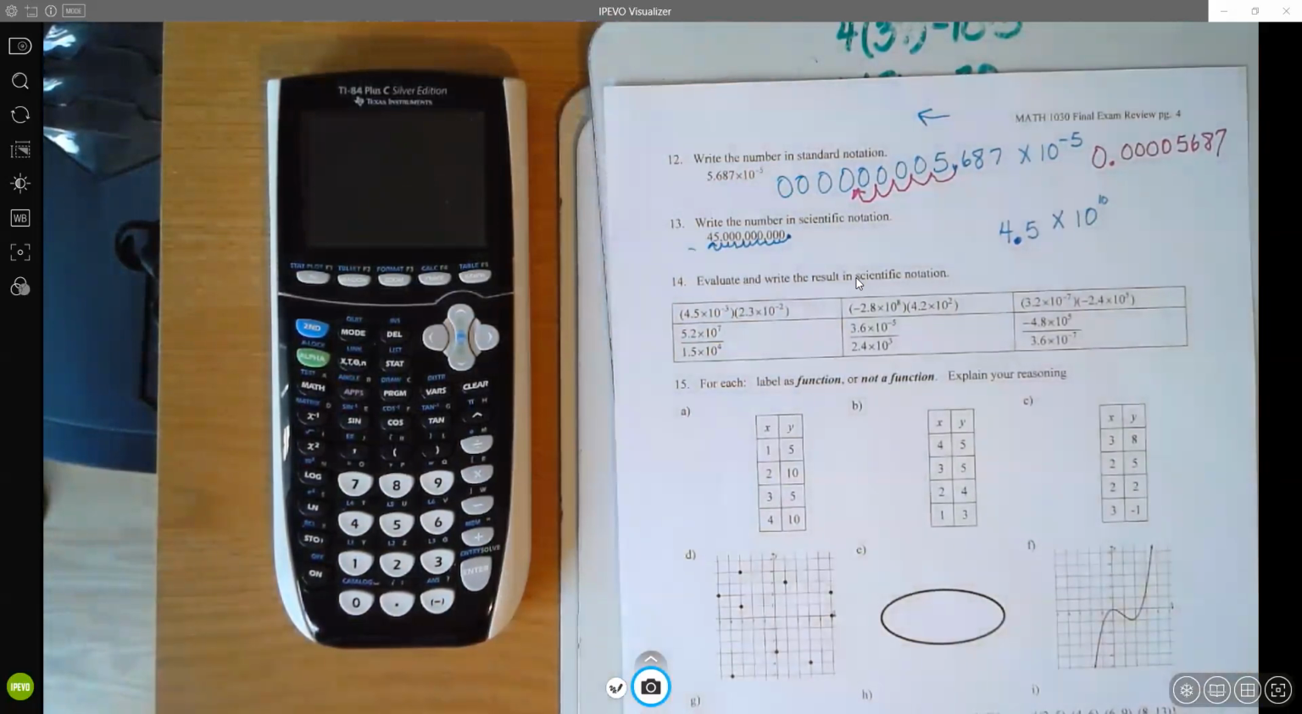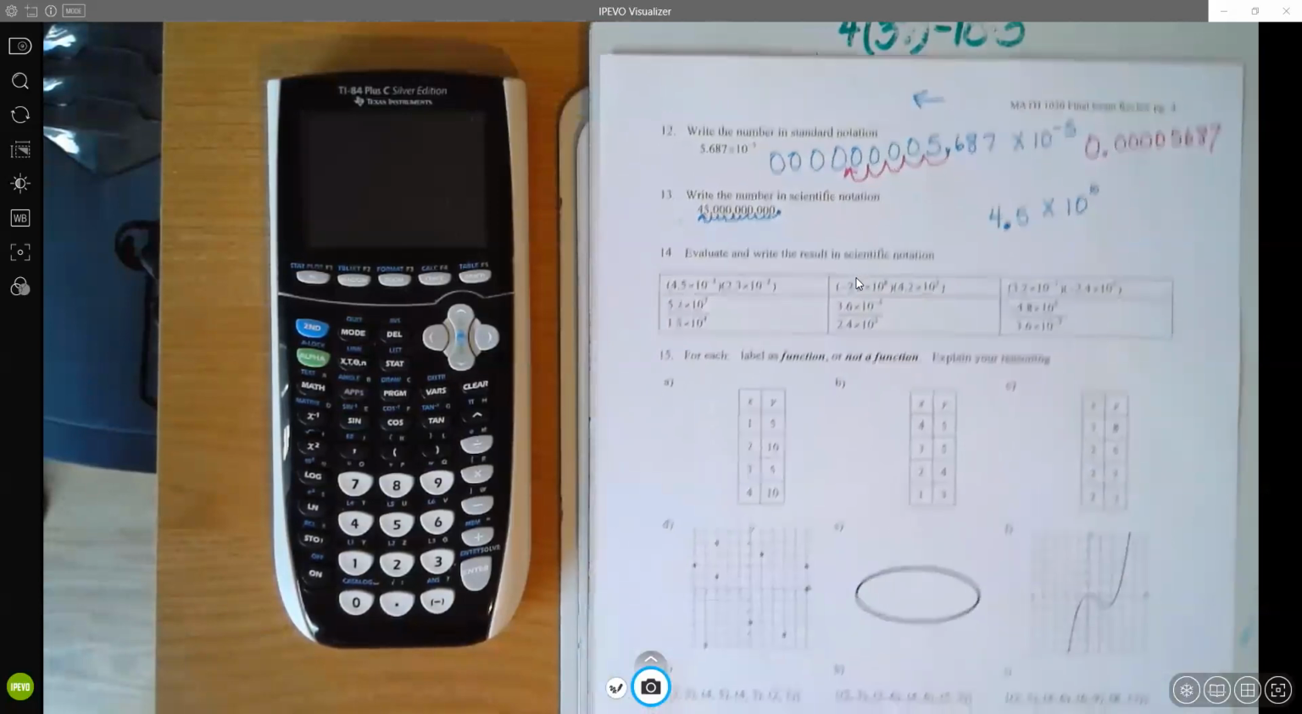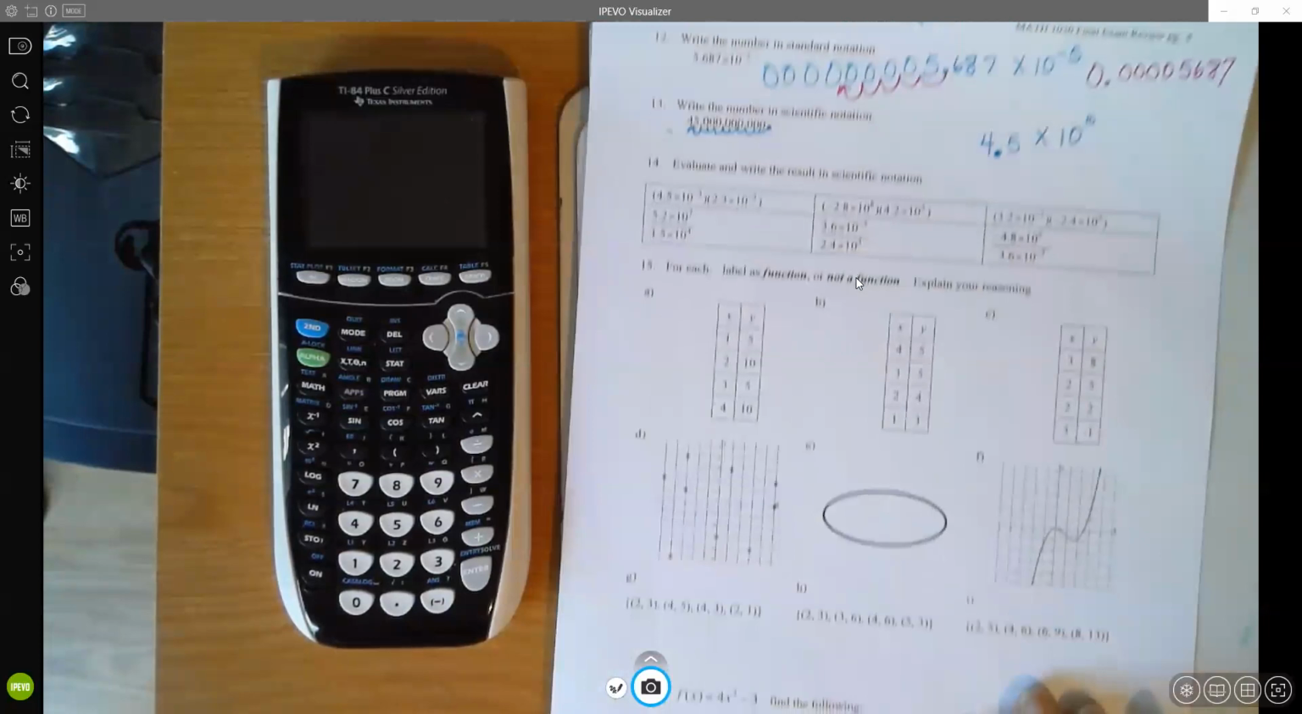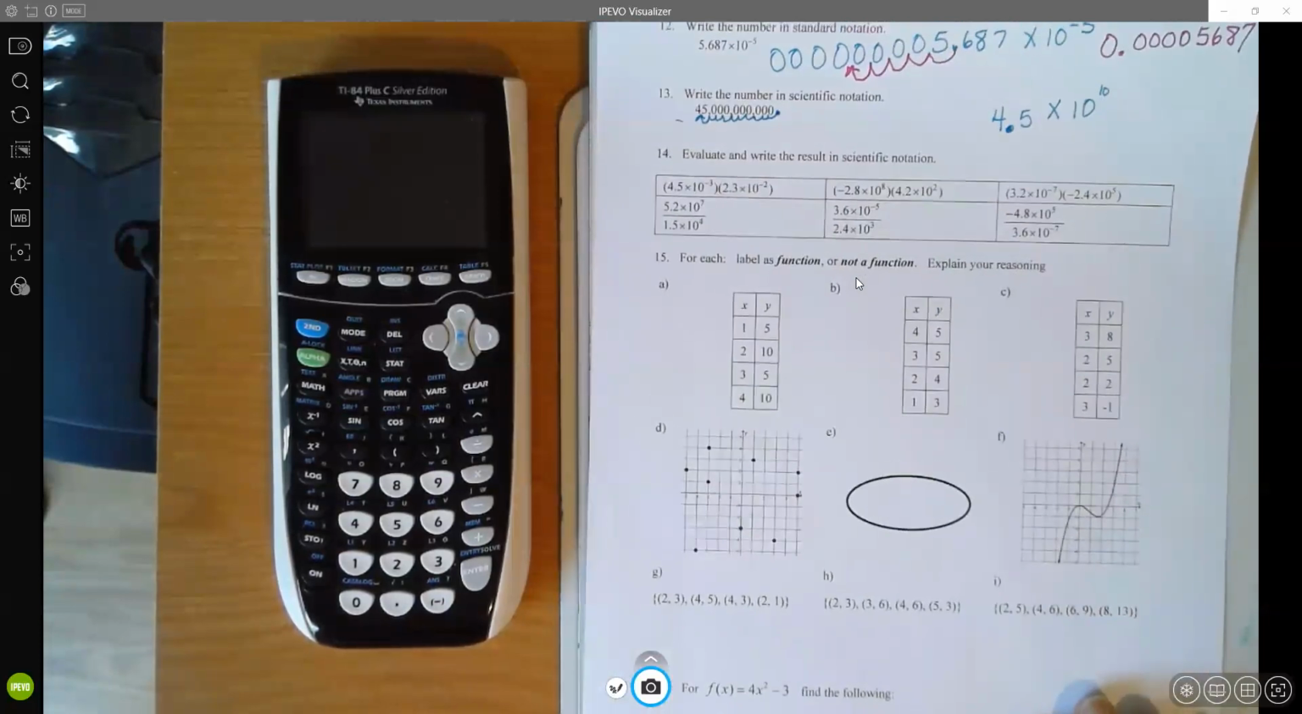And at that point, we've now reached about the 20-minute mark, give or take. And so I'm going to conclude with problem number 13. And when we come back, we'll look at how to evaluate and write the results using scientific notation.